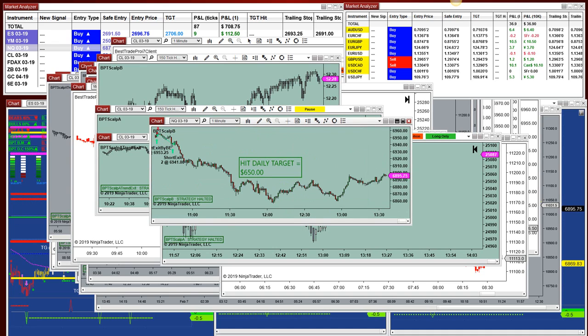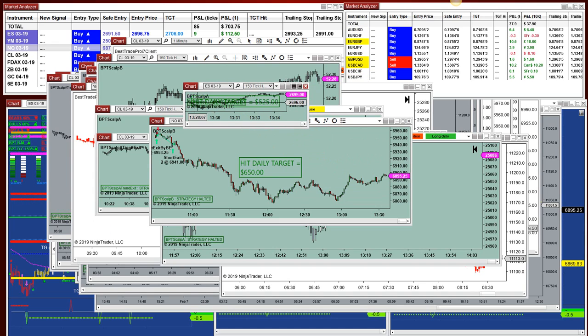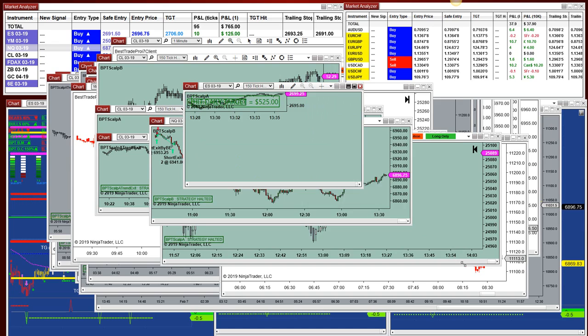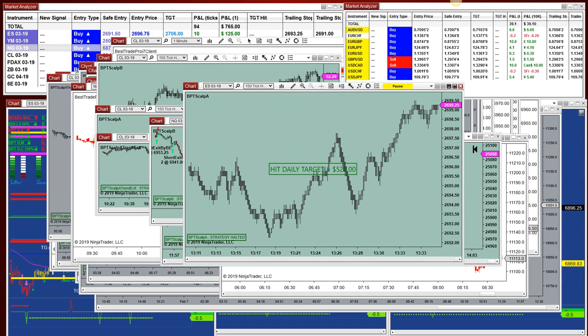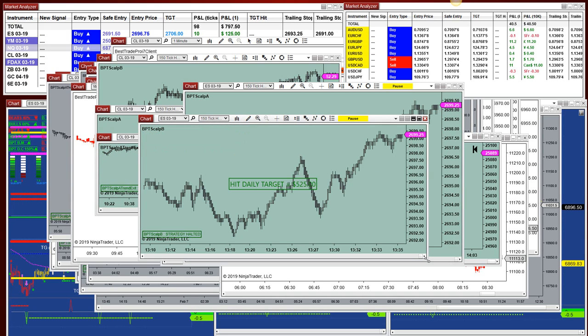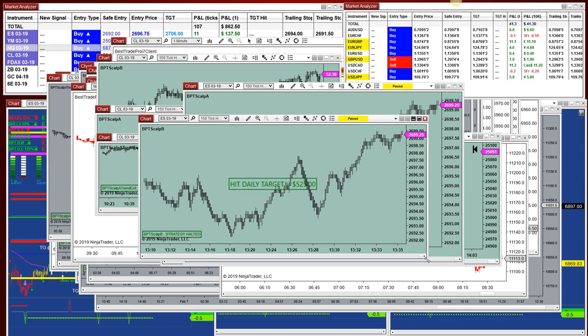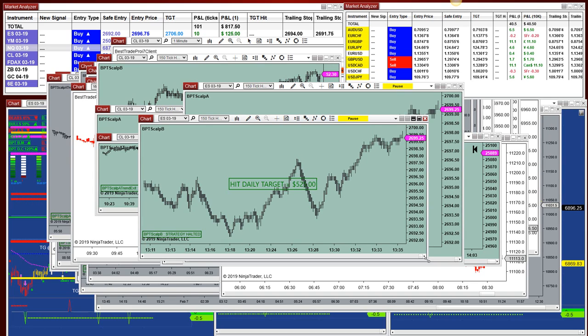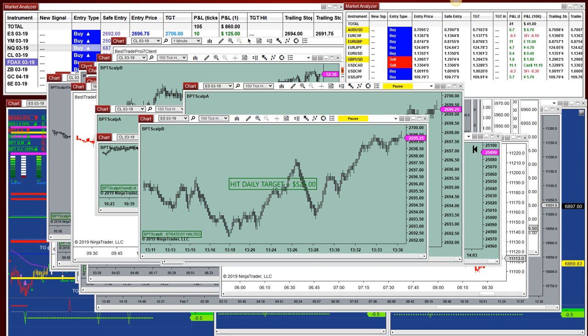This is 650. This is a B scalper, 1 minute. This is an ace scalper 150. We use the scalper only 1 minute or 150. We don't have any other time frame. You can use the scalper 150 tick or 1 minute, A scalper or B scalper. 150 for aggressive traders and 1 minute for conservative.